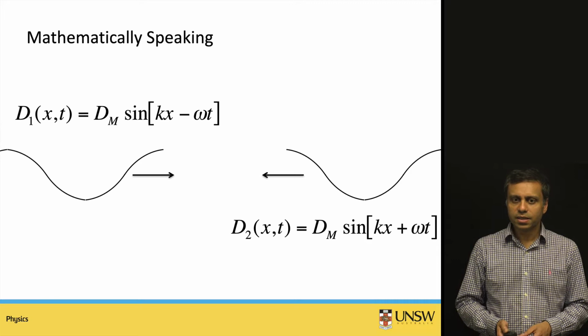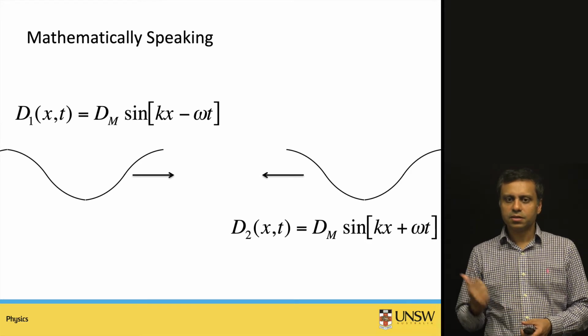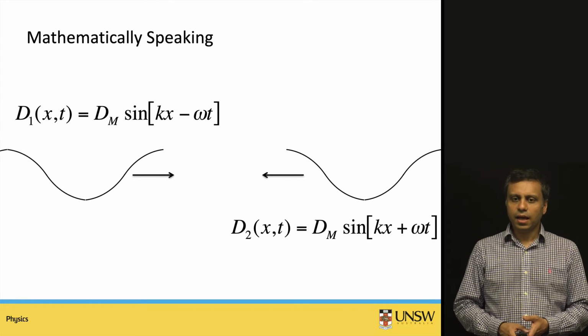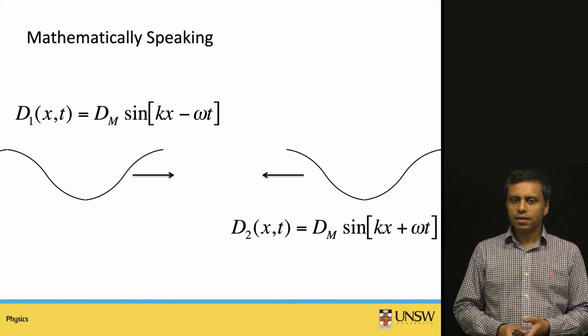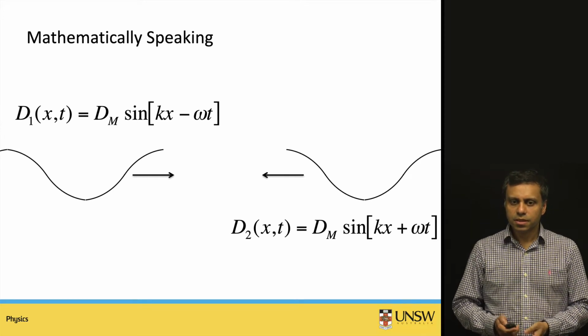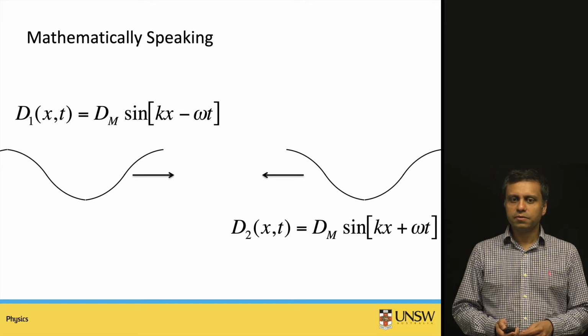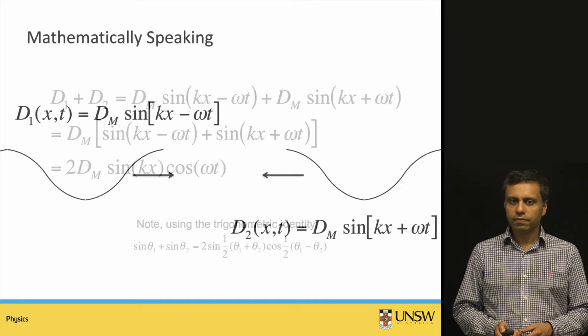So the minus omega t refers to a wave traveling in the positive direction, or the right direction in this case, and the plus omega t refers to a wave traveling to the left in this case. So these two waves, what happens if they interfere? Again, remember, we have to add each of the points on the wave.